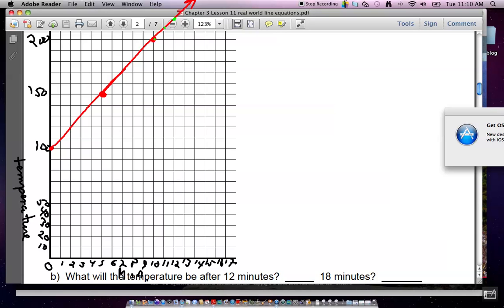Now another way to do it is this. Go down on your graph and everybody put your pencil on 12 minutes. Now very, very lightly, go up your graph until you hit the graph. Okay? Then go over and see what number you're on. What number are you on? 220. So that's one way to do it, okay? That would be called the analytic approach.